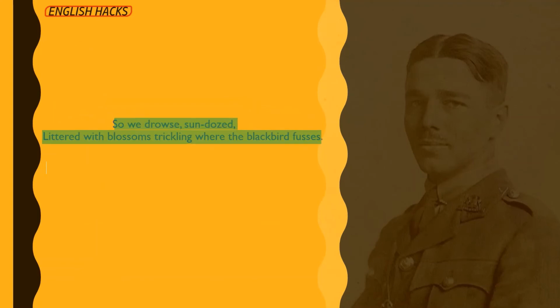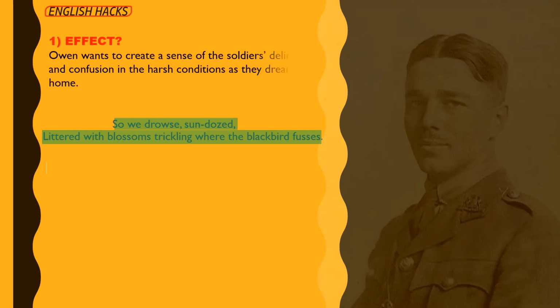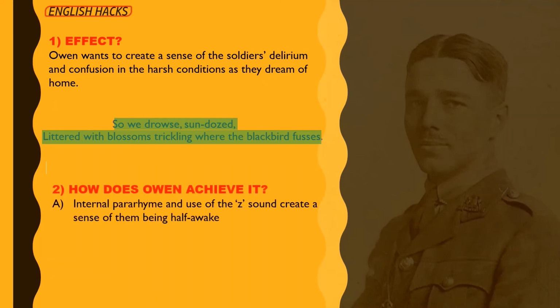Here's the third of our neon lines. "So we drowse, sun dozed, littered with blossoms trickling where the blackbird fusses." Owen wants to create a sense of the soldiers' delirium and confusion here as they confuse the snow for spring blossom and they start to dream of hope and home. He uses an internal para-rhyme with the words "drowse" and "sun dozed", using the Z sound to create a sense of them being sleepy.